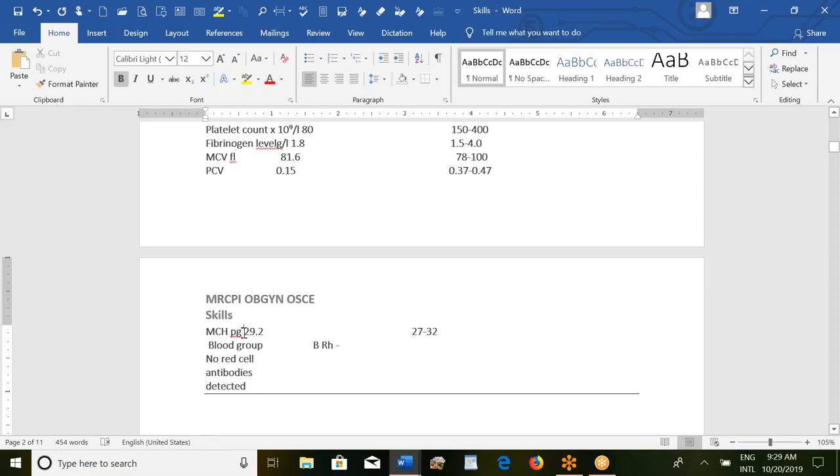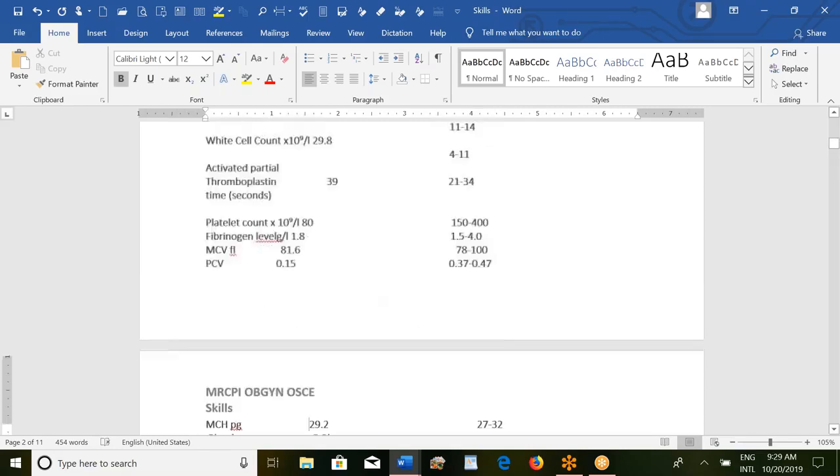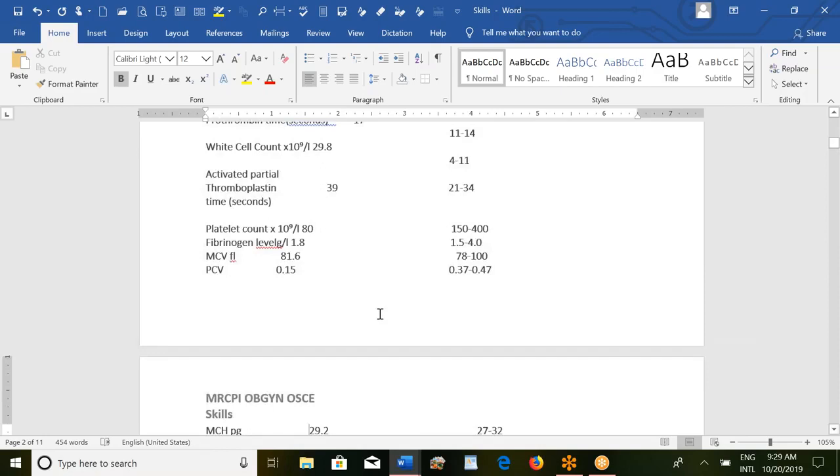So she's Rh negative. Platelet count is 80 only. And fibrinogen level is 1.8.